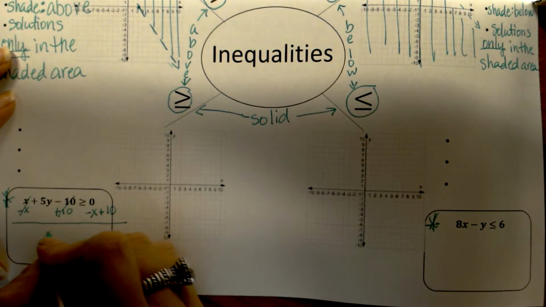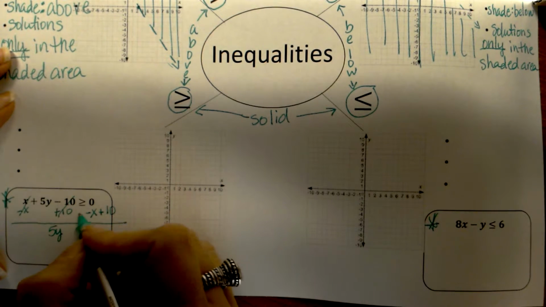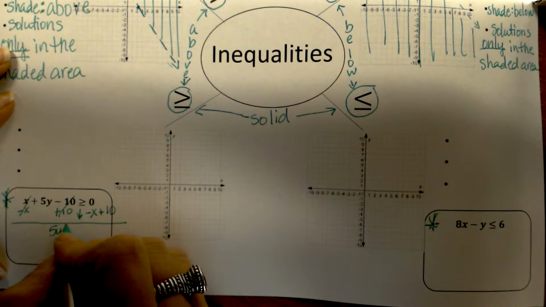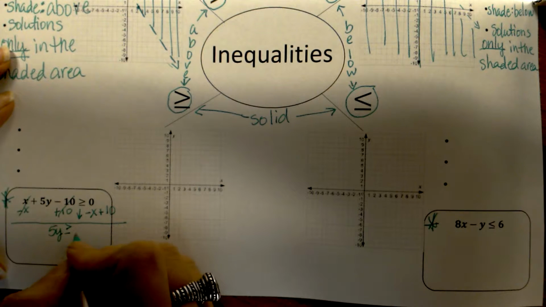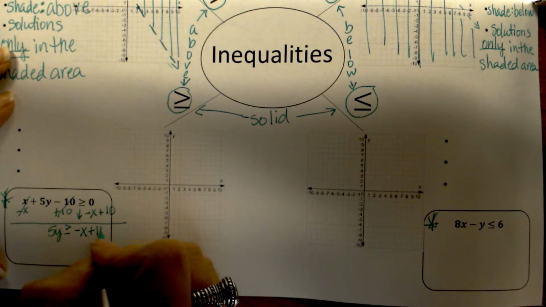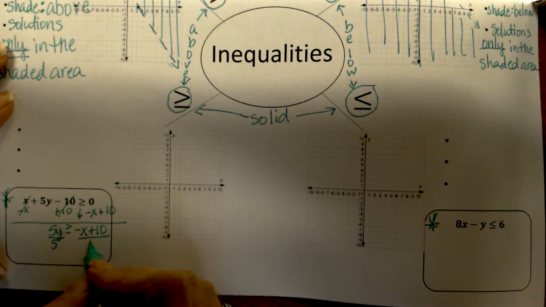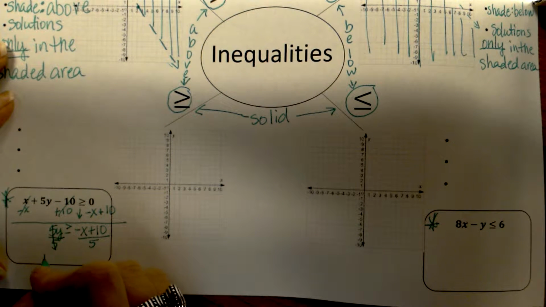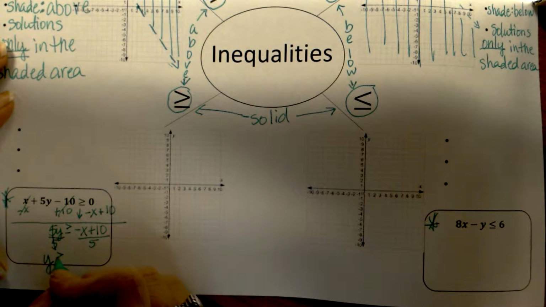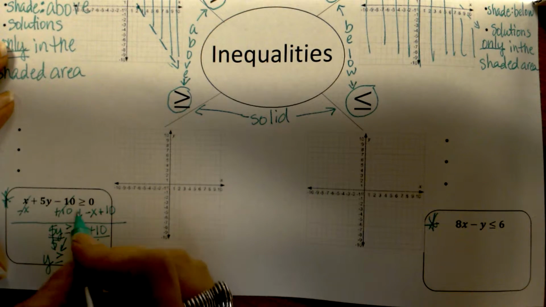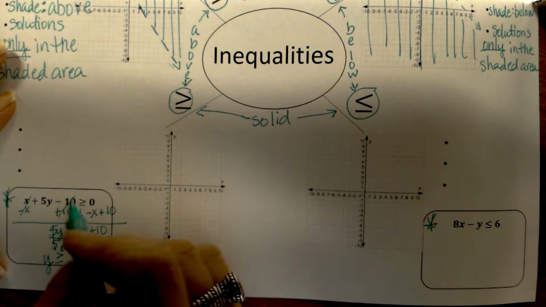Okay, so I end up with 5y, and then I bring this sign down, so I have greater than or equal to, and then I have negative x plus 10. To get y by itself, I divide by 5 on both sides, and I'm left with y is greater than or equal to. Remember to bring that sign down every time, okay?